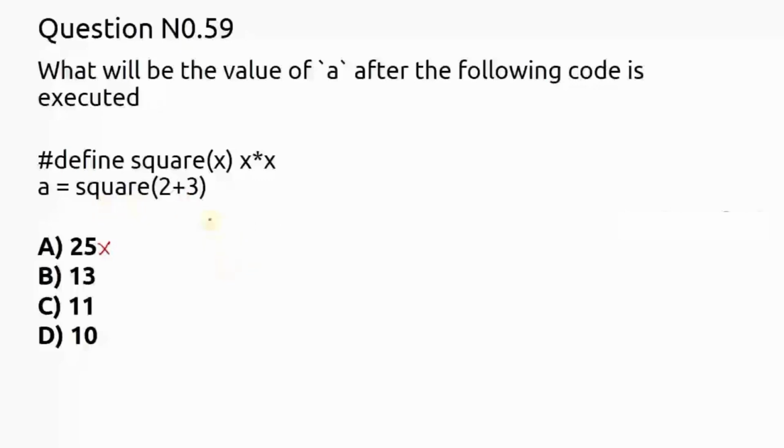A equals square of, so square of x means you need to replace it with x. So first x will be replaced with 2 plus 3. Next into, and here next x will be replaced with 2 plus 3. Now if you calculate this one, what is this? So we need to follow the operator precedence. Multiplication has higher precedence than plus, that's why I need to do this first. That is 3 into 2, which is 6, then 2 plus 6 plus 3. If you have the same operator, then you need to follow the associativity. Here for plus, it is left associative, that's why first you need to go for 2 plus 6, that is 8, then plus 3, 11 is the answer.